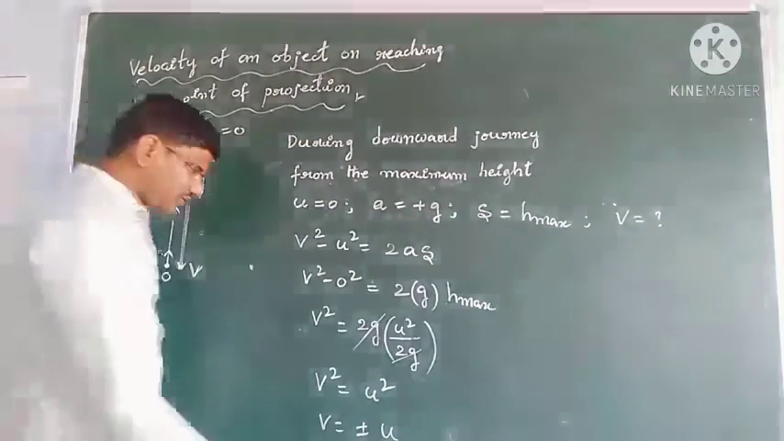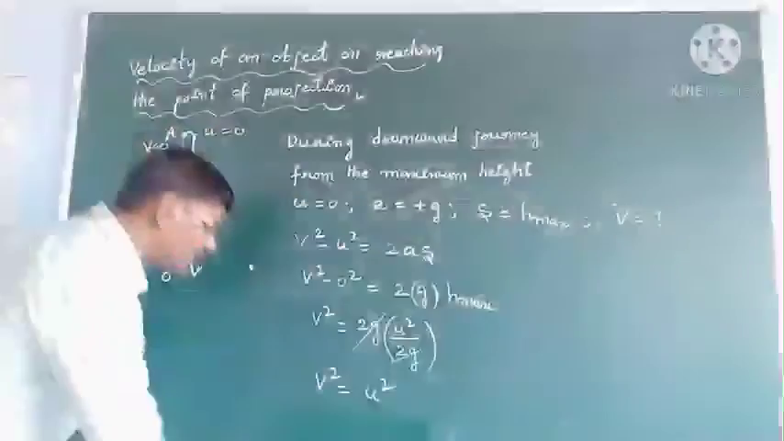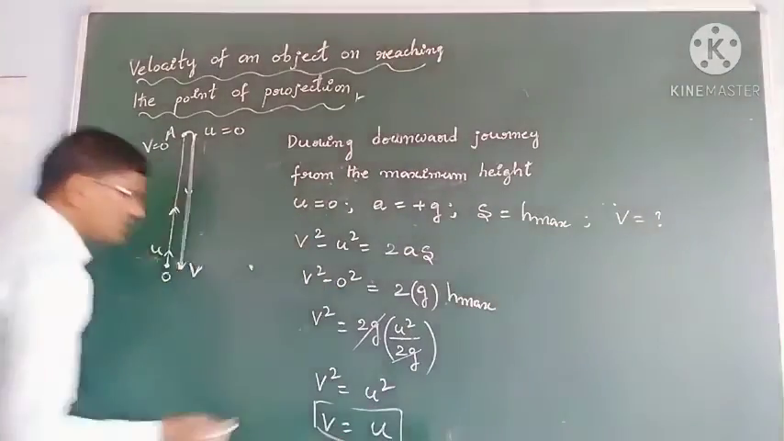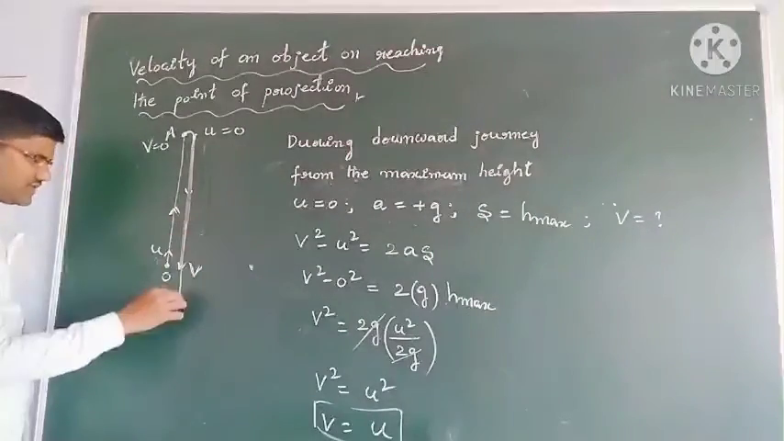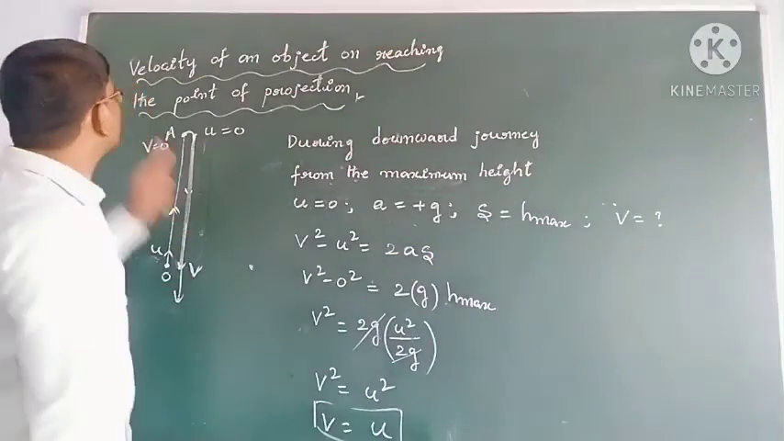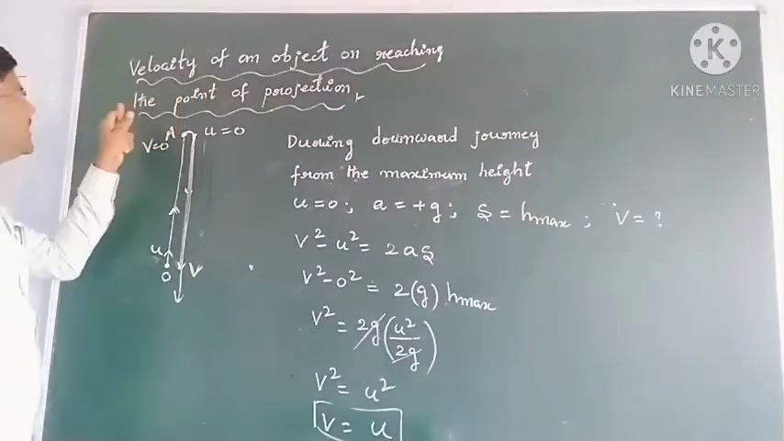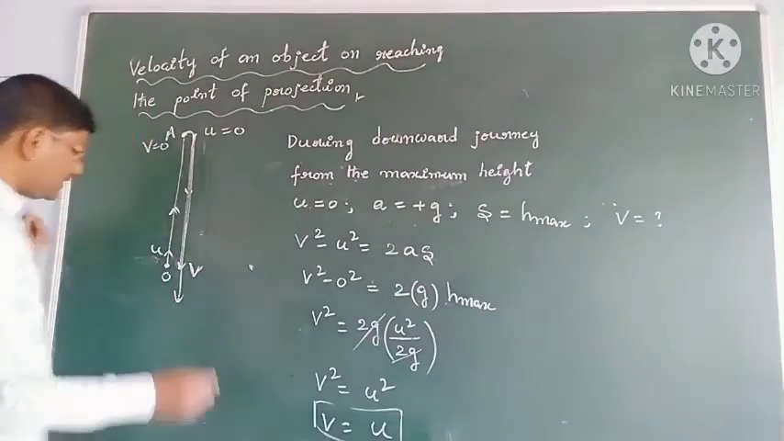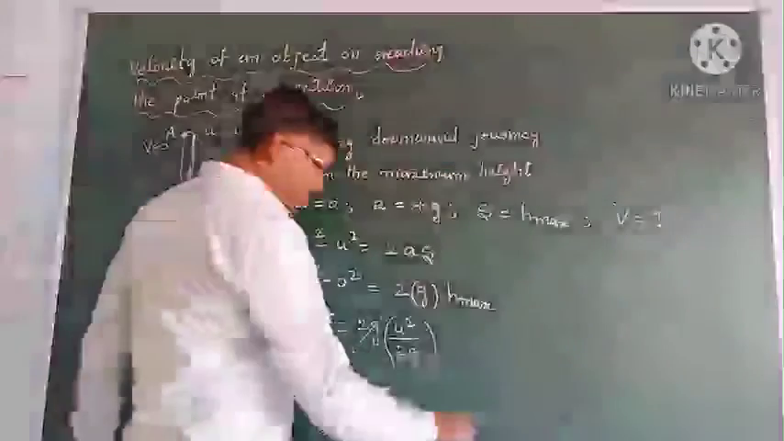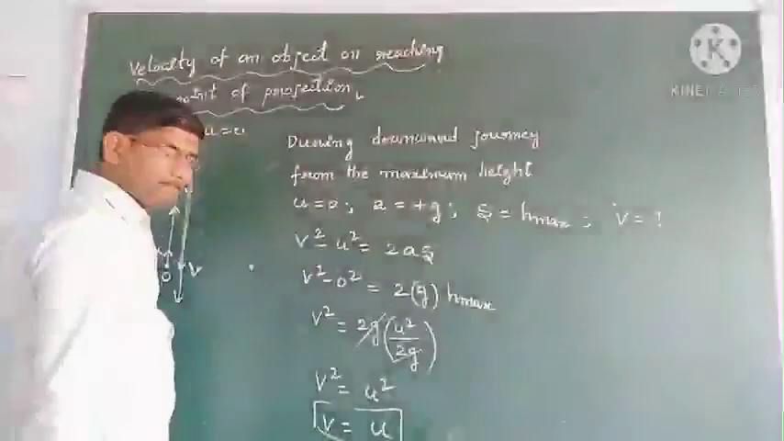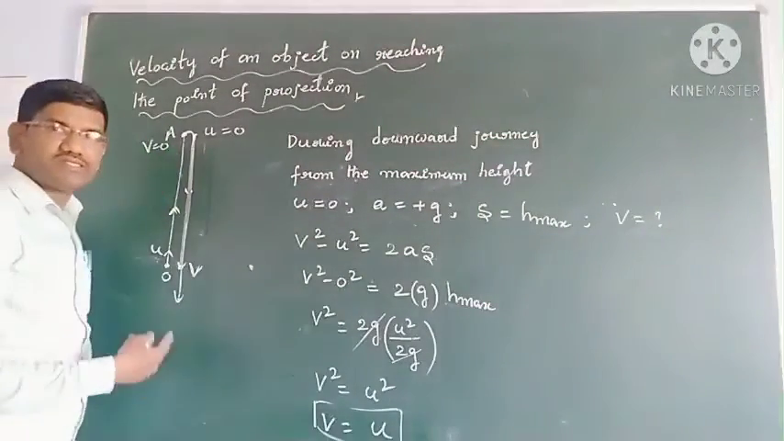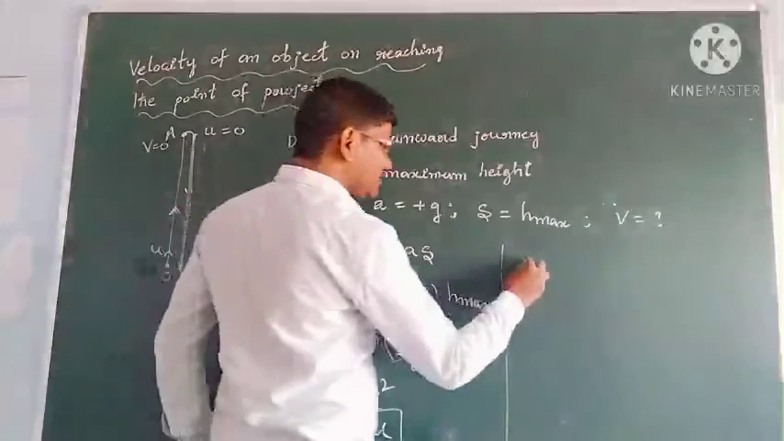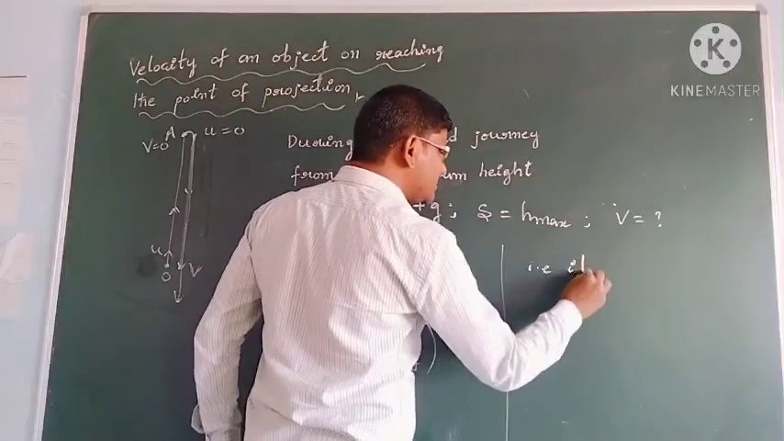If you take the square root on either side, v is equal to u we will get. That means the magnitude of speed is the same, but the direction is different. It is coming in the downward direction. So the velocity of an object on reaching the point of projection will be the same as that of u, meaning modulus of u is equal to modulus of v. So the speed of v is the same as the speed of u. It reaches the ground with the same speed only.